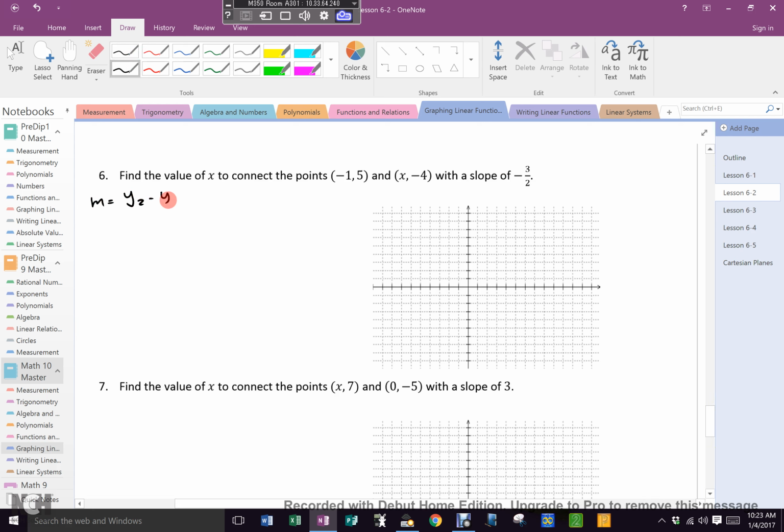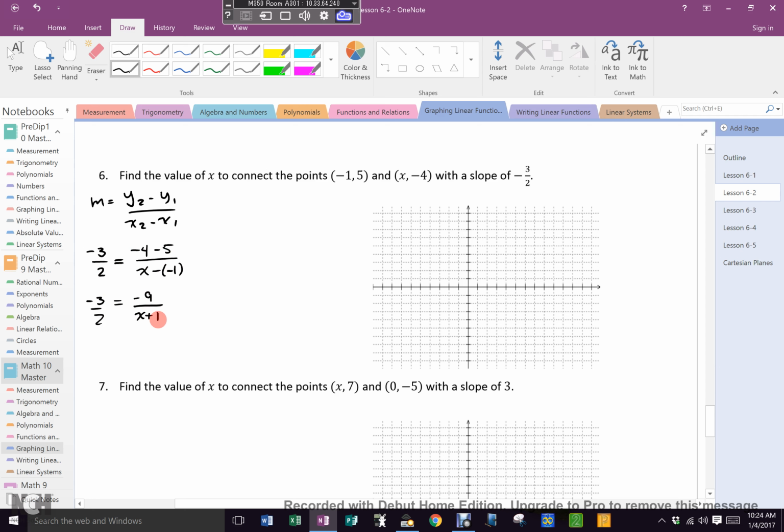M equals y2 minus y1 over x2 minus x1. Fill in everything you know. Do you know the slope? What is it? Negative 3 over 2. Could I have put the negative at the bottom? Yeah, it wouldn't matter. And then I just fill in my y2s and my y1s. Negative 4 minus 5 over x minus 1. And then I do my math. Negative 3 over 2 equals negative 9 over x plus 1.